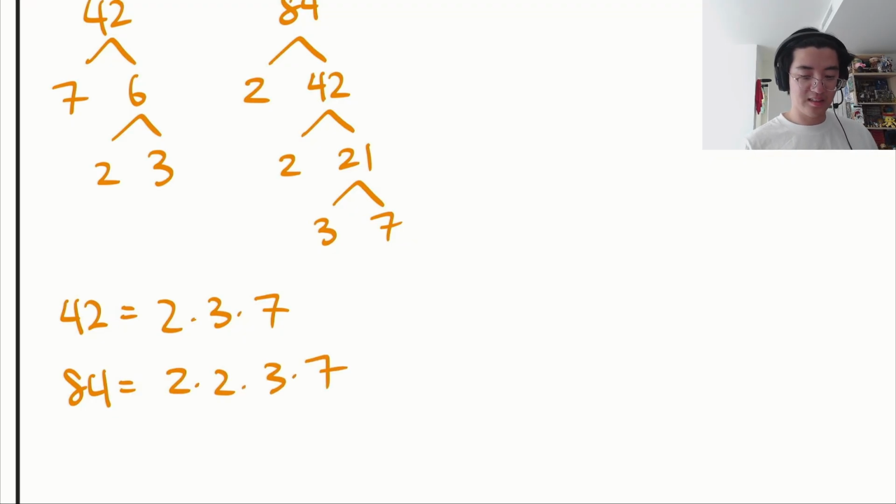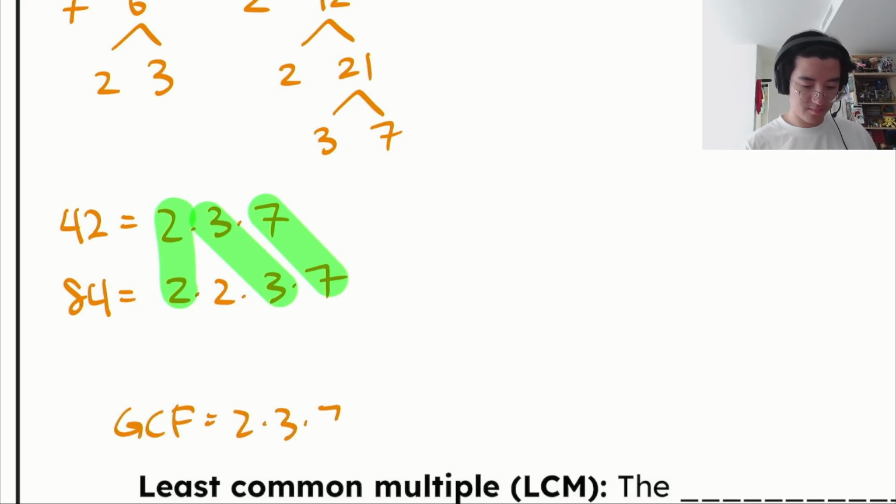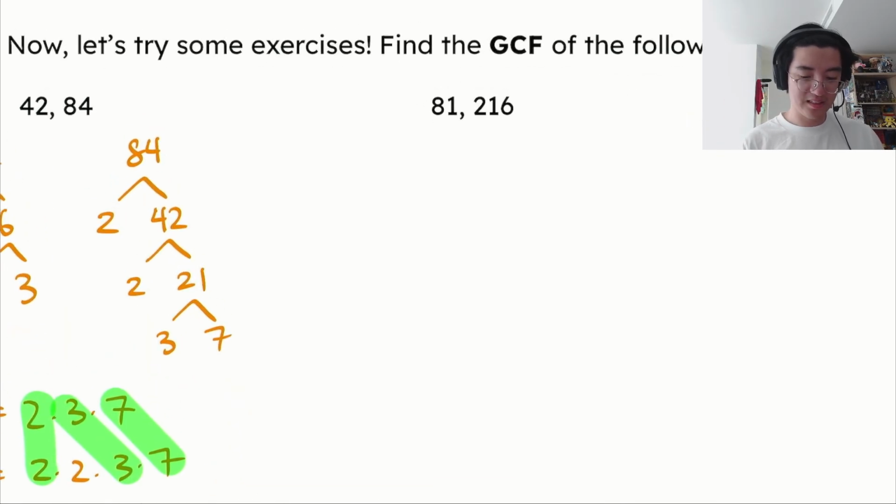Okay, let's see what factors are in common. We both have a 2, we both have a 7, we both have a 3. So we multiply all that together to get 42. Okay, which means that the greatest common factor is 42, right? 42 can be divided into 42 and 84. And that's the biggest number.